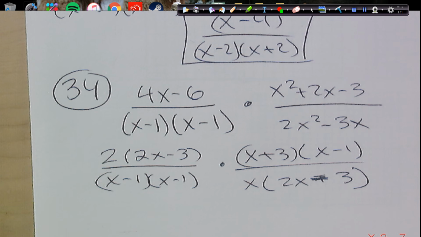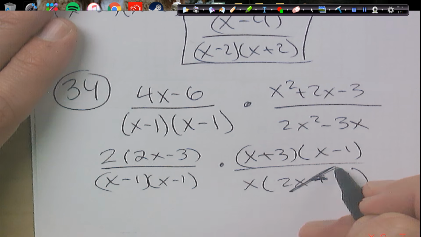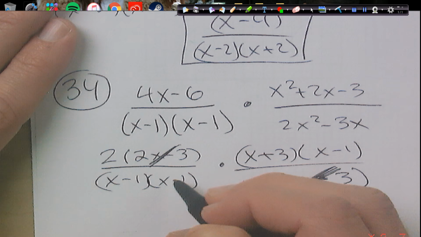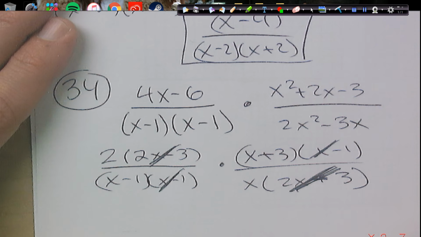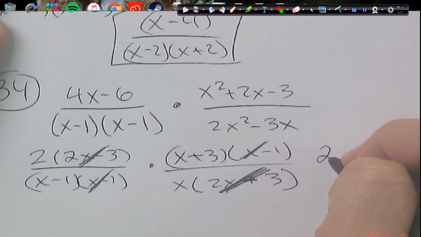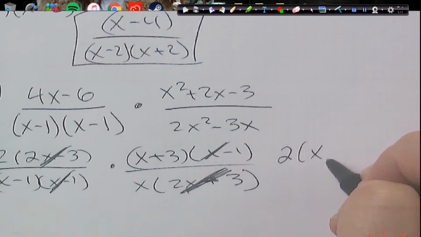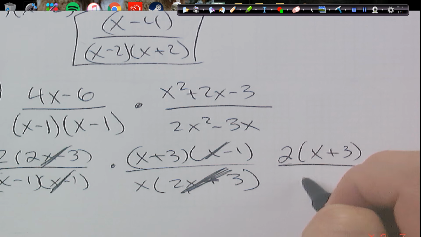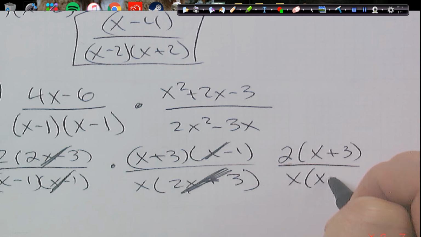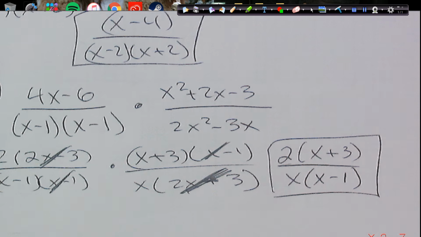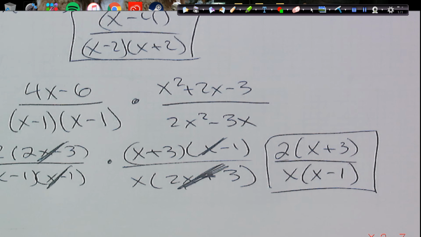Again, we just have to match up the pieces that look the same on top and bottom. We can cancel them, so that guy goes away with that guy, and that one with that one. So we're left with 2 times x plus 3 over x minus 1. Doesn't look like a really great answer, but that is fully reduced and simplified.